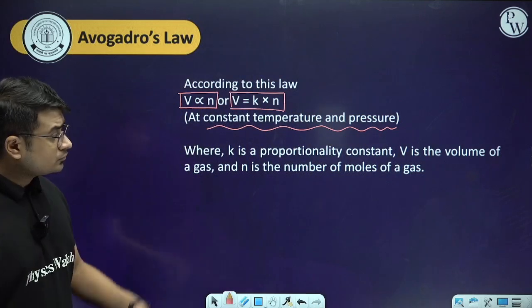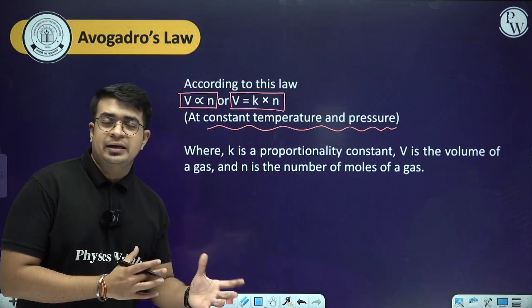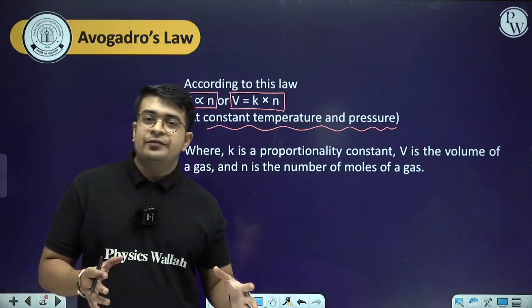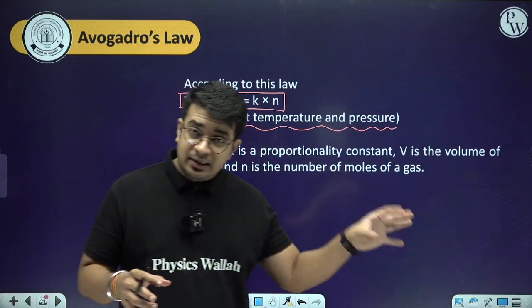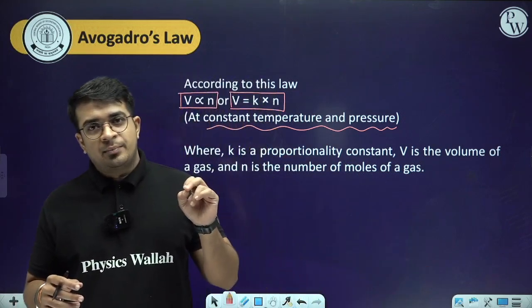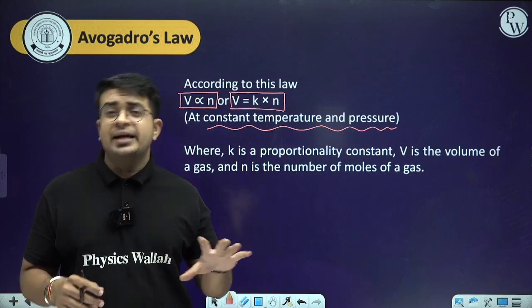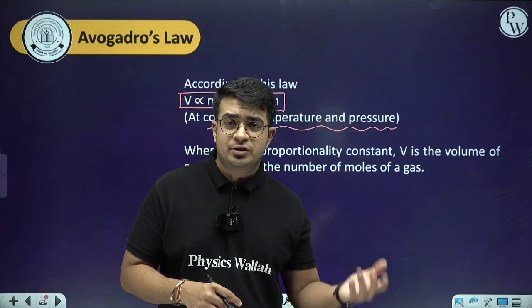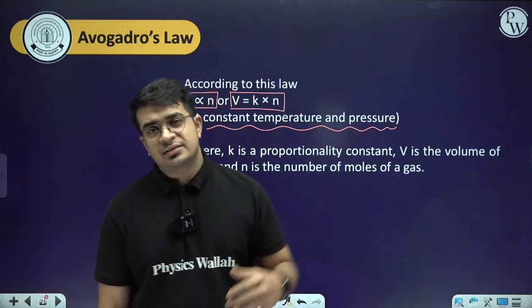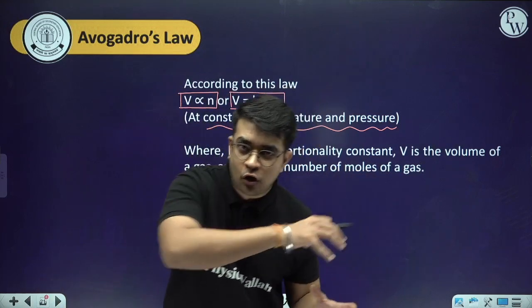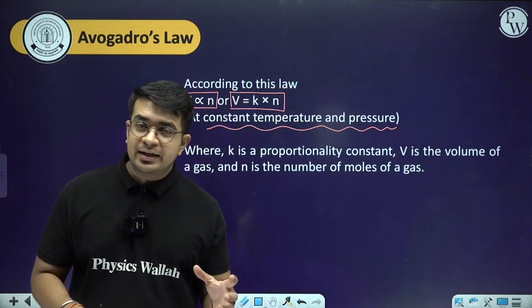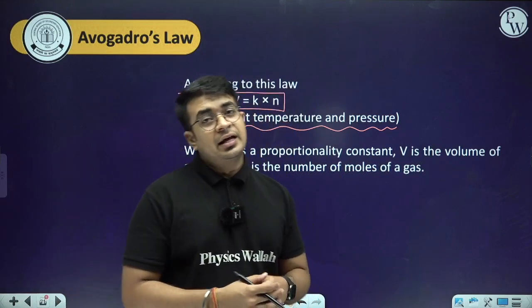Now always remember, I can vary the temperature and pressure, but if I am considering that, I need to make sure that I am taking certain things as constant. So let's say I'm not talking about STP condition. I can take any other condition, let's say the temperature is 300 Kelvin and the pressure is 2 atm. In that condition also, considering all the gases, the variation is going to remain as it is.